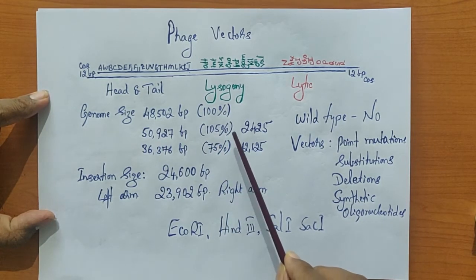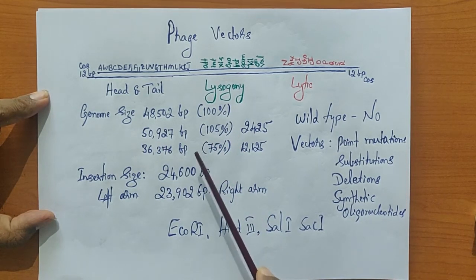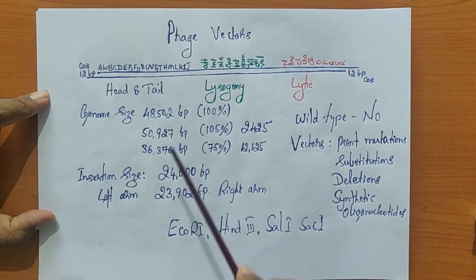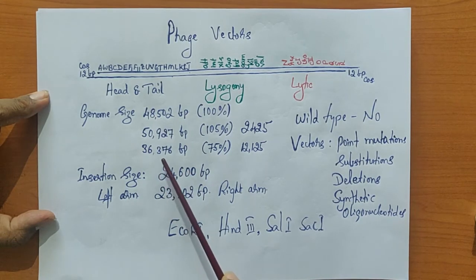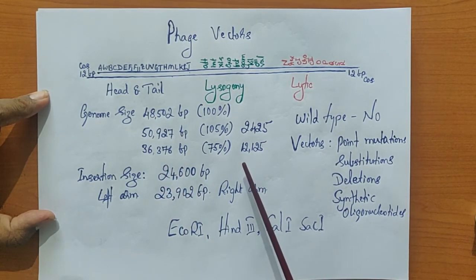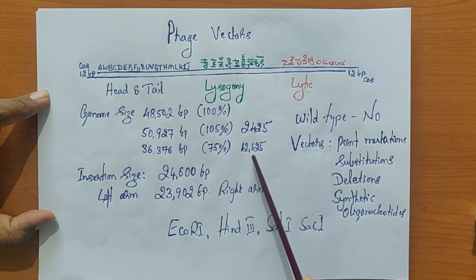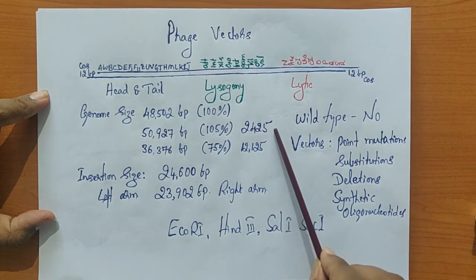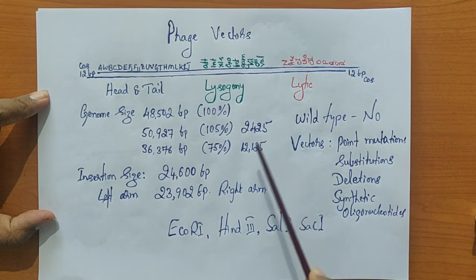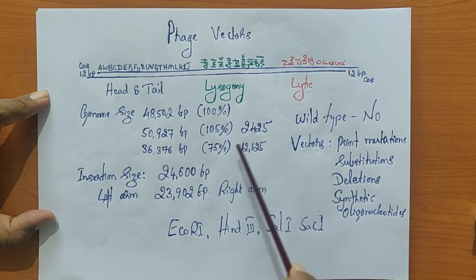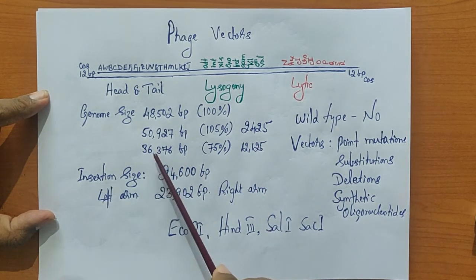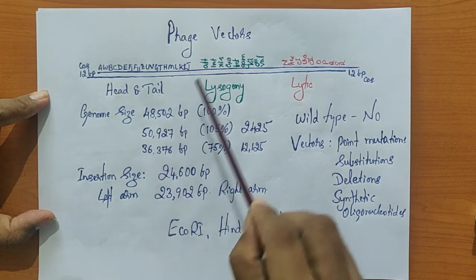Alright. Then it also has a minimum size. Suppose the minimum size for packaging is 75% of the genome size, which is 36.3 kilobase, or I would say that it can forego 12,125 DNA bases. It can accommodate this many bases, and it can also forego this many bases. Anything less than 36.3 kilobase will not get packaged.